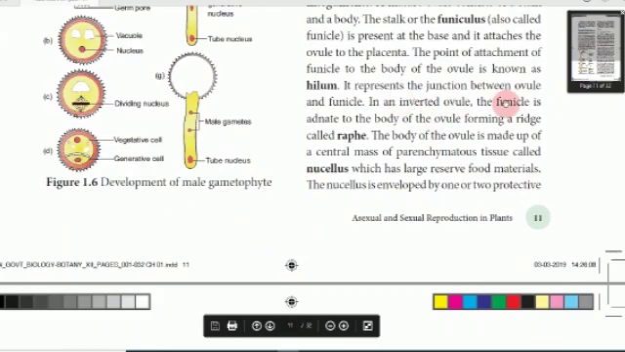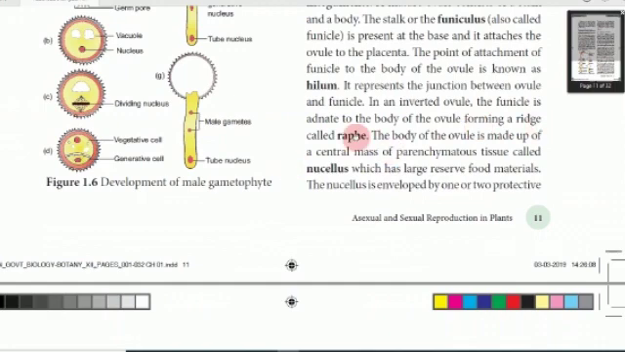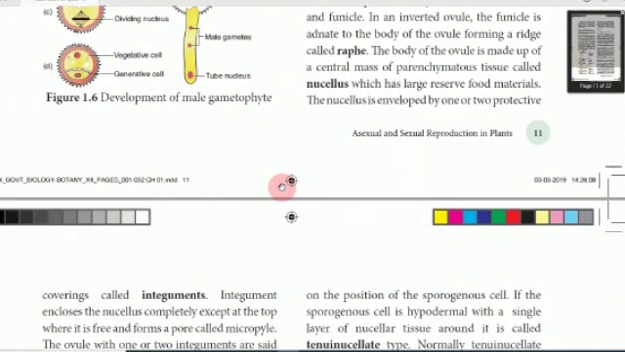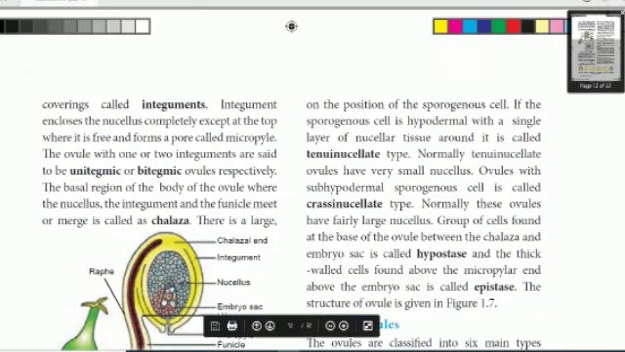Then in an inverted ovule, the funicle is adnate, that means joined to the body of the ovule, forming a ridge called the raphe. So raphe means ridge. The adnate part of the ovule body is called the raphe. Then inside the ovule there is nucellar tissue. Sometimes this tissue is only one layered; a single layer of nucellar tissue is called the tenuinucellate type. But in some plants the nucellar tissue is many layered. They are called crassinucellate. This is given here.